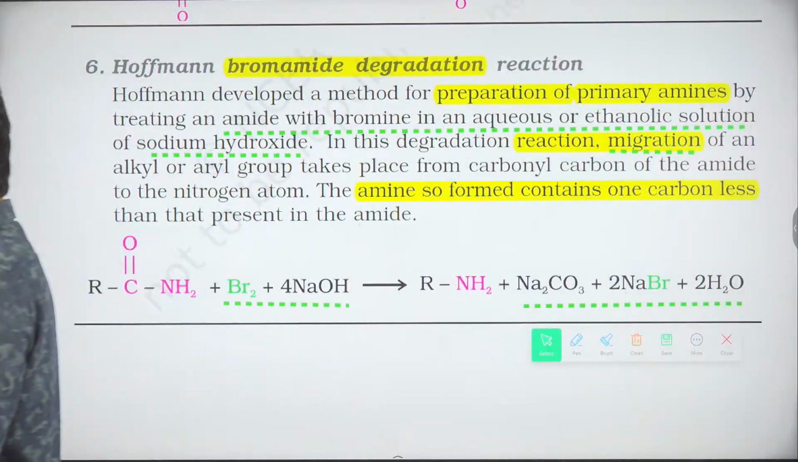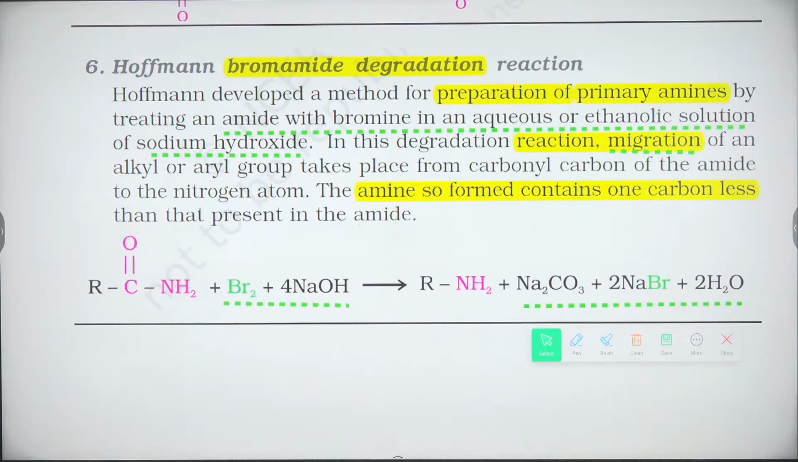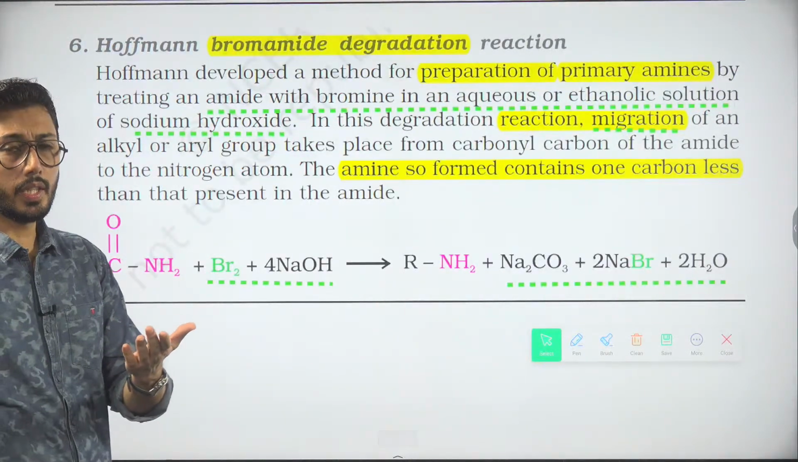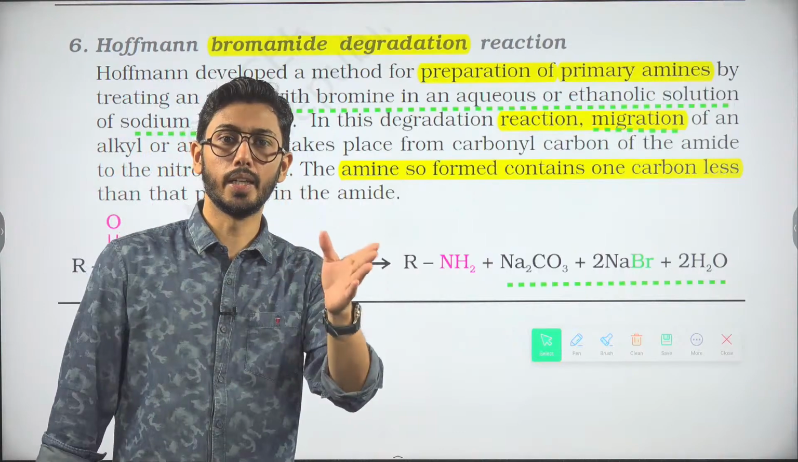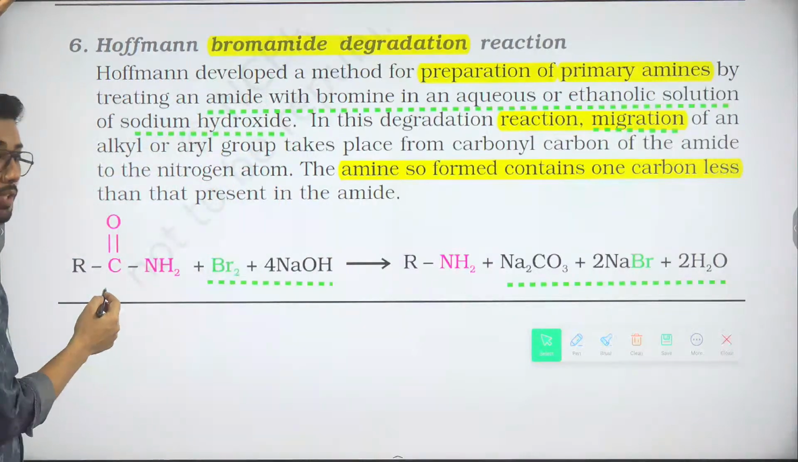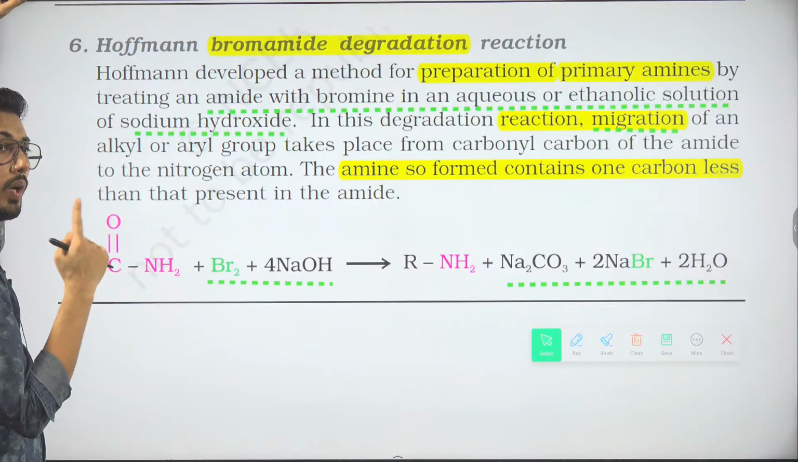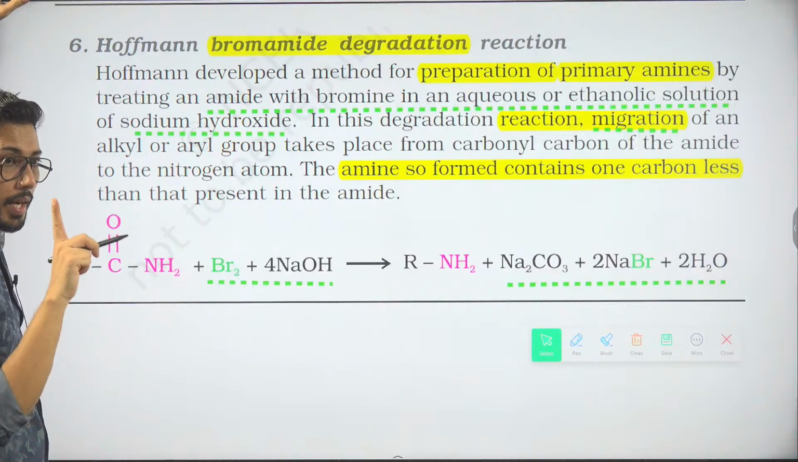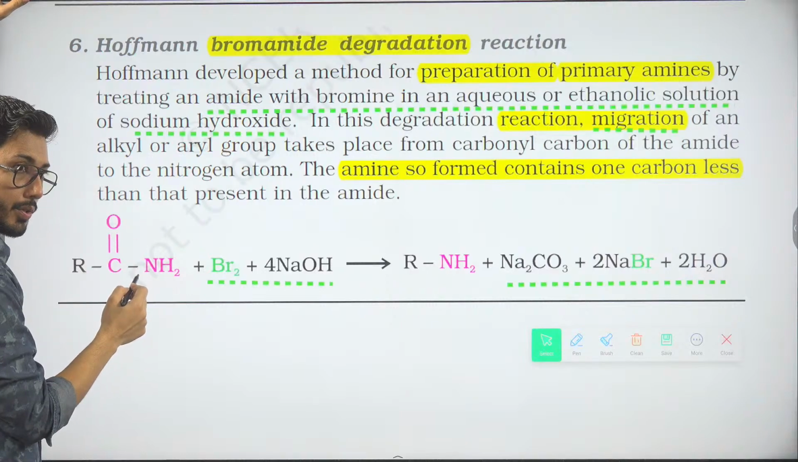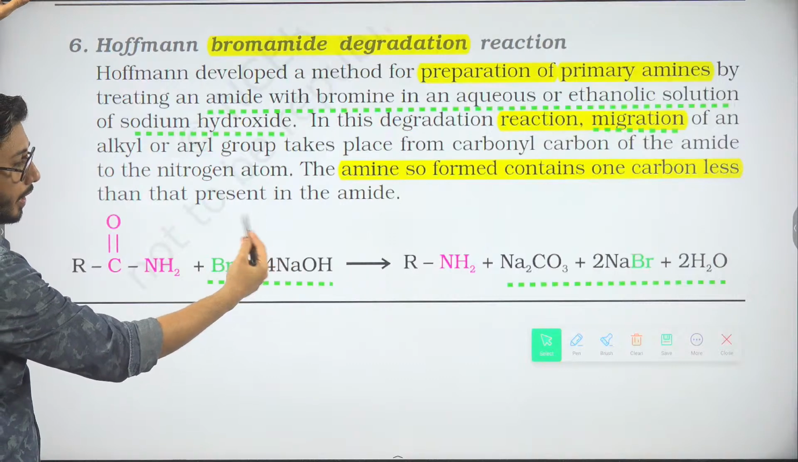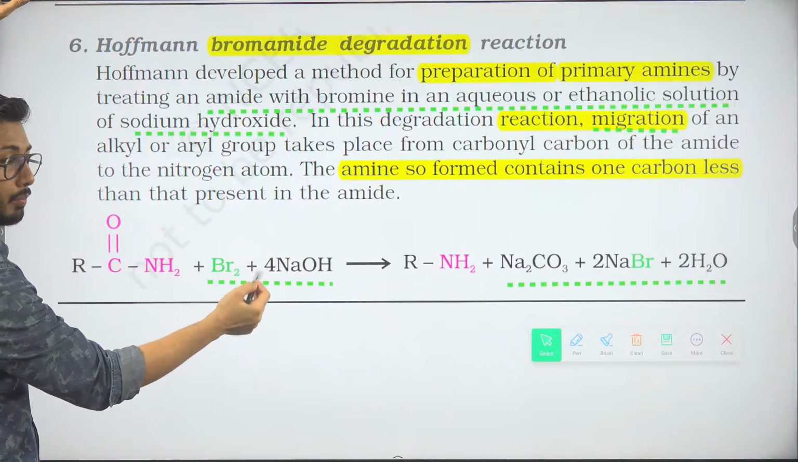Clear this part. The next name reaction is Hofmann bromamide degradation. What is taken here? Amide. How to prepare amide from carboxylic acid? With ammonia and heat. That is also possible, so a multi-step question can be framed. When amide is formed, we can convert it into amine by Hofmann bromamide, but degradation means one carbon is lost. RCONH2 with which reagent? Halogen, Br2 with NaOH or KOH.